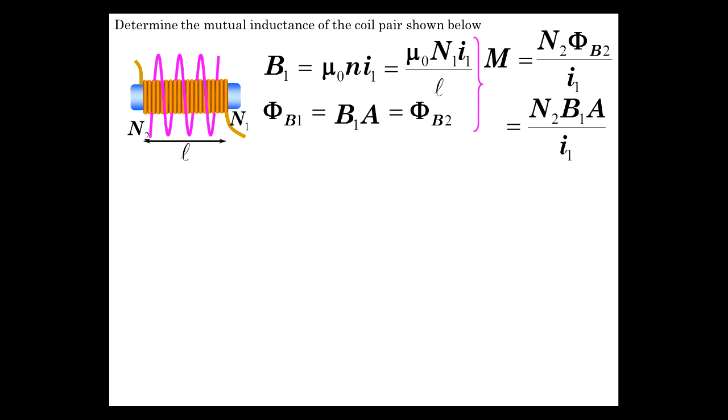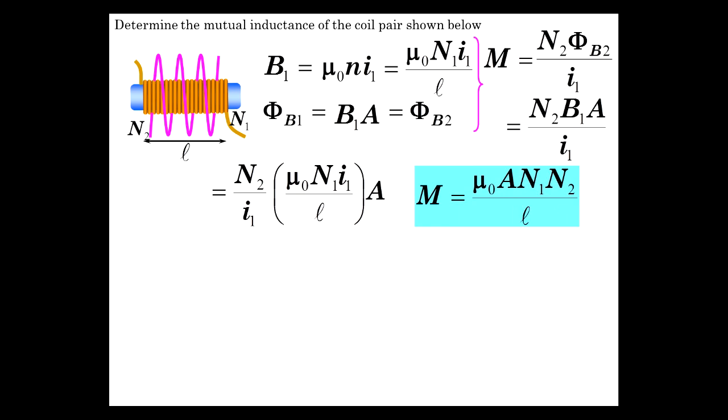All right, so that is N2. Phi B2 is just B1 A because of what we just said. The flux in this outer coil is the same as the flux in the inner coil, which is B1 A. So there it is, B1 A over I1. So that's N2 over I1 times B1, there's B1, mu0 N1 I1 over L, there it is, times the area. So carrying that out, we have the mutual inductance proportional to the turns of both coils divided by the length and multiplied by A and mu0.